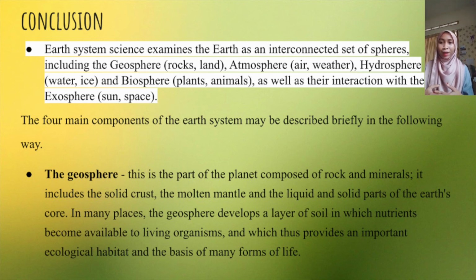The four main components of the Earth system may be described briefly in the following way. The first one is the geosphere. This is the part of the planet composed of rocks and minerals. It includes the solid crust, the molten mantle, and the liquid and solid parts of the Earth's core. In many places, the geosphere develops a layer of soil in which nutrients become available to living organisms, and which thus provides an important ecological habitat.